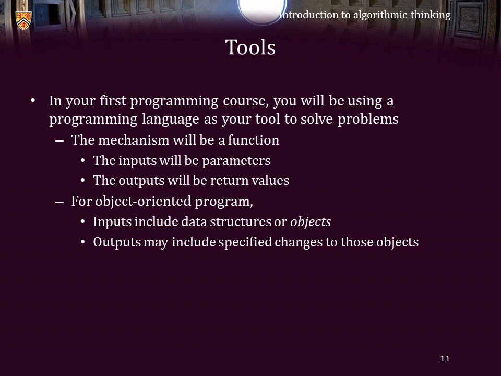Additionally, for object-oriented programming, the inputs may include specific instances of data structures or objects, and the outputs may include specified changes to those objects.